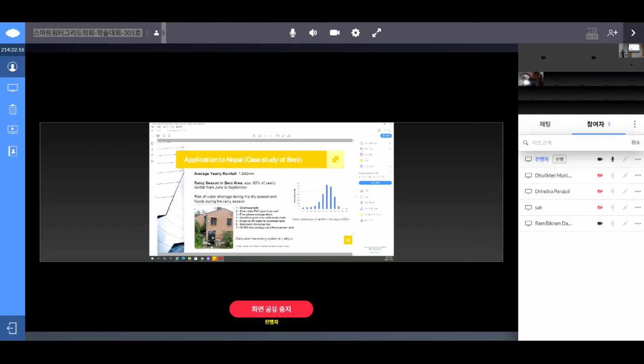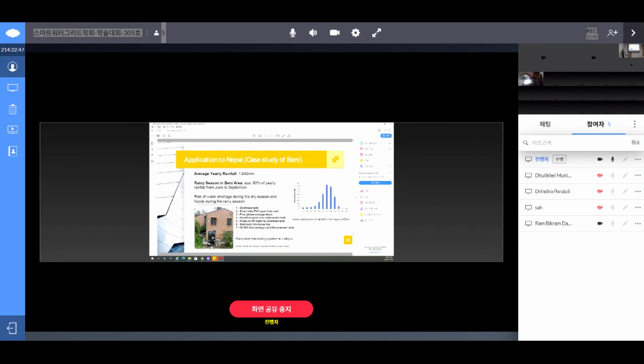Now, in the case of Beni and in the case of Nepal, we've got this average yearly rainfall input, which is 1,600 millimeters per year. That's quite a lot of rainfall. But the problem, which has been accentuated by the effects of climate change, is that the distribution of the rainfall throughout the year is not constant. Almost 80% of the rainfall falls from June to September during the wet season, and then during the dry season, you have almost no rainfall input.